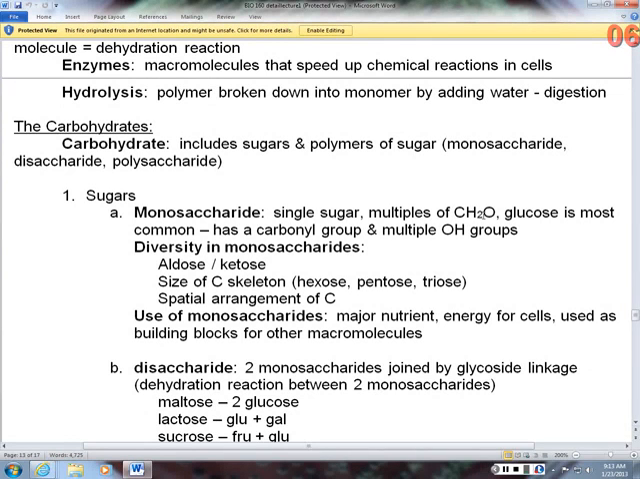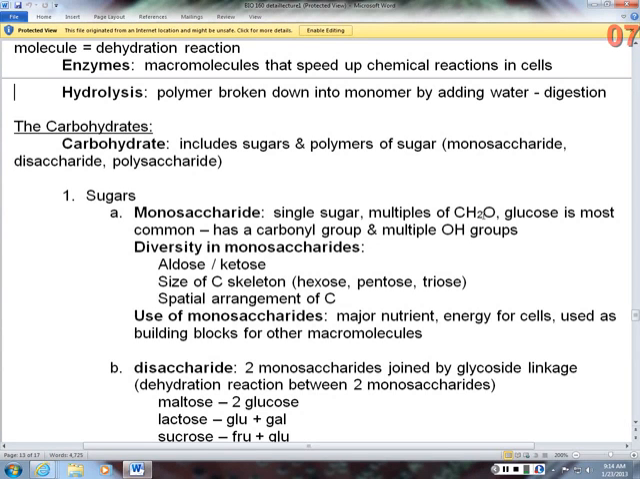So some of the monosaccharides will make aldoses or ketoses. Their names are going to depend on the size of the carbon skeleton. So hexoses are ones that have 6 carbons in there. A pentose has 5, and a triose has 3. Those are the 3 groups you'll run into the most commonly in there.